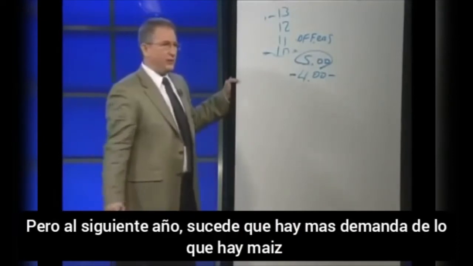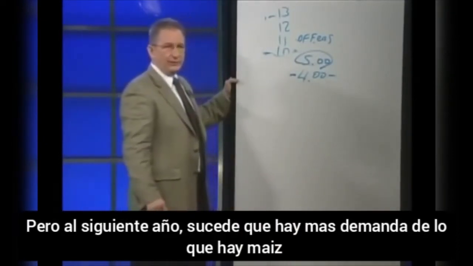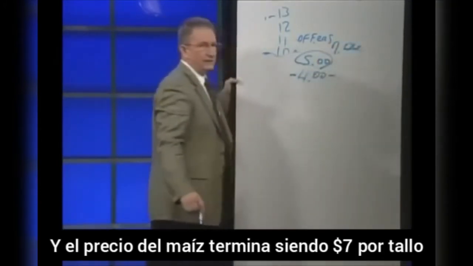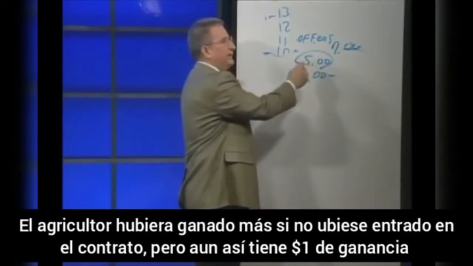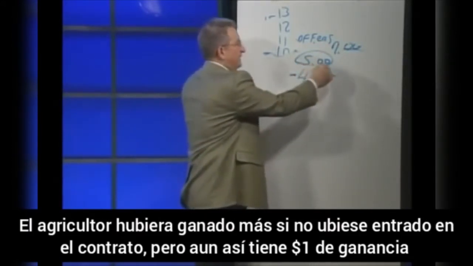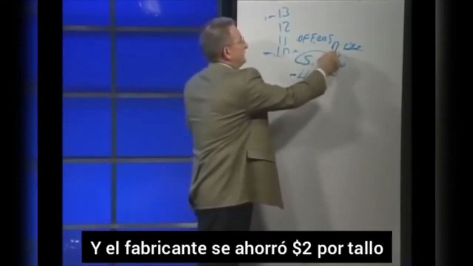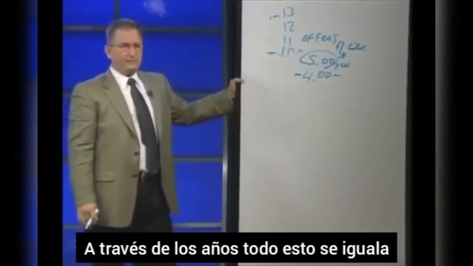But then the next year, there's very little corn, or there's more demand than there is corn, and the price of corn ends up being $7 a bushel, and the farmer would have made the $7 had he not entered into a forward agreement. But he still made his $1 a bushel profit, and the end user ended up saving himself $2 a bushel. So over the years, all this evens out.